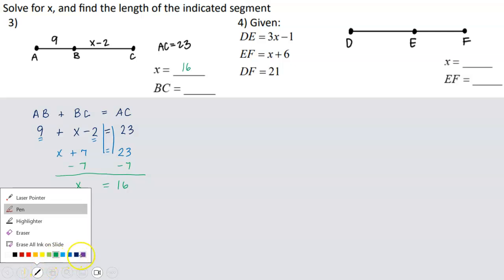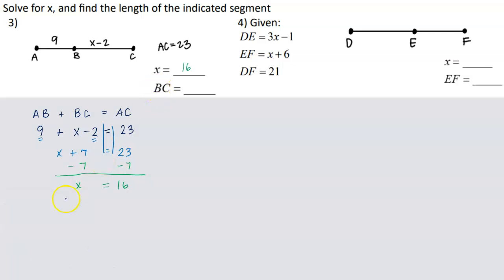And then it also asks me, what is BC equal to? So BC equals x minus 2. I now know that x is 16, so BC is going to be 16 minus 2. It's going to be equal to 14.